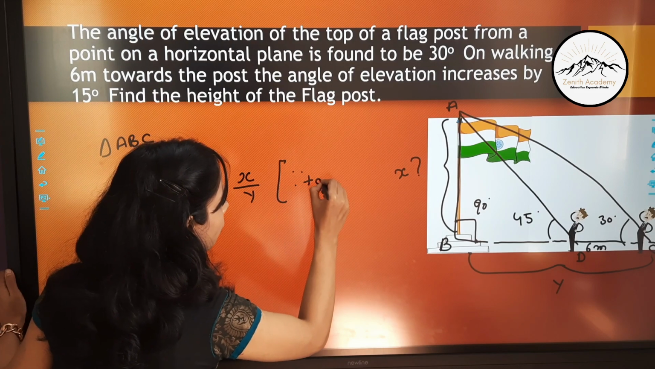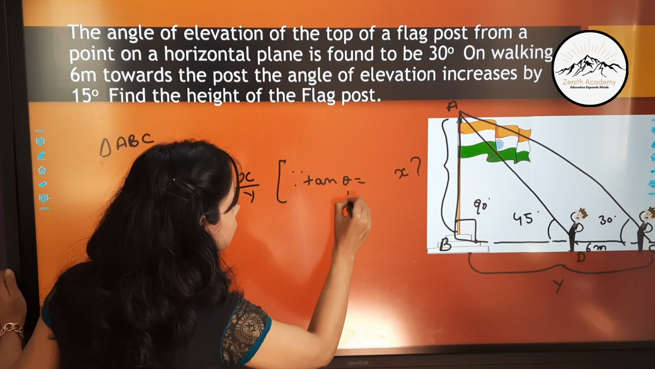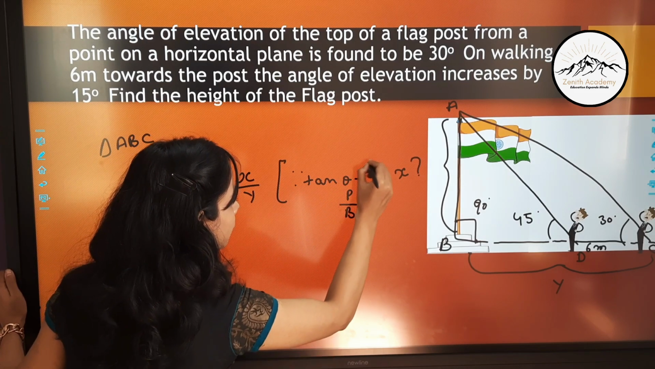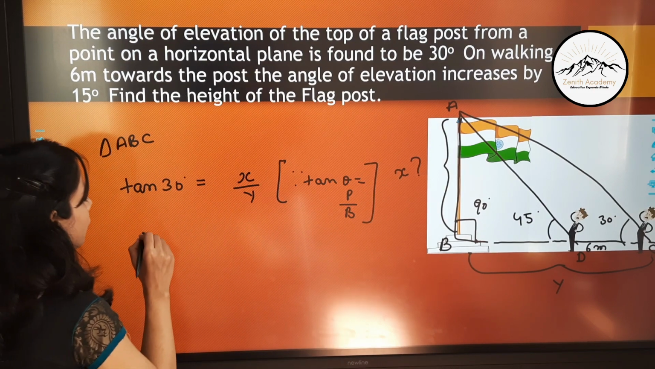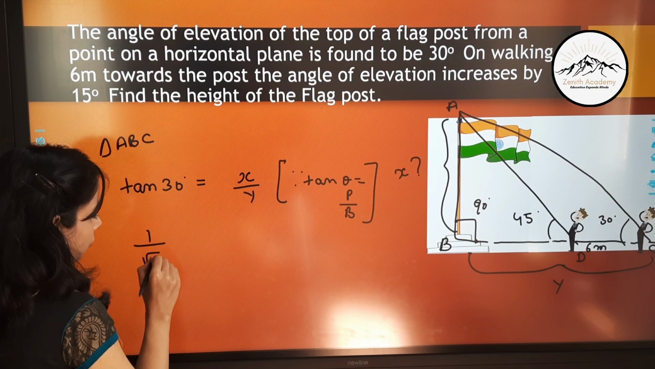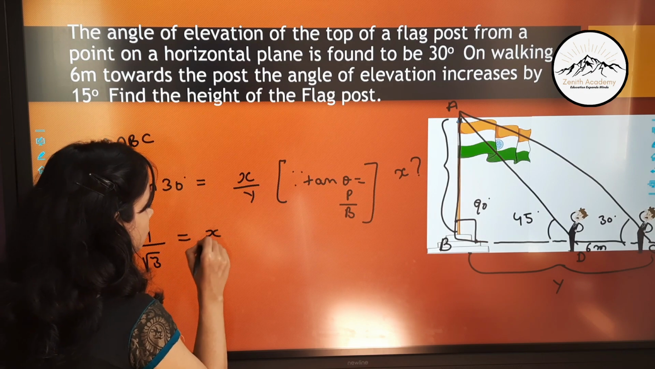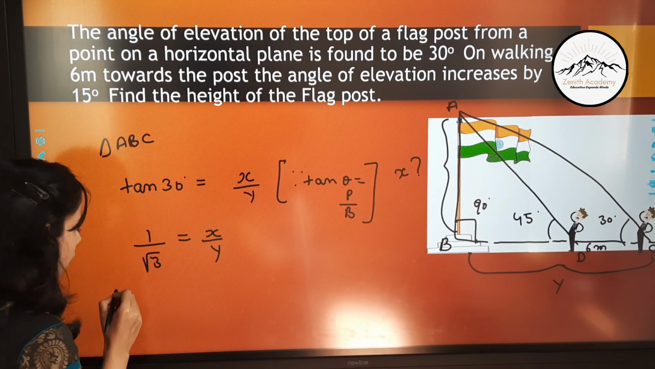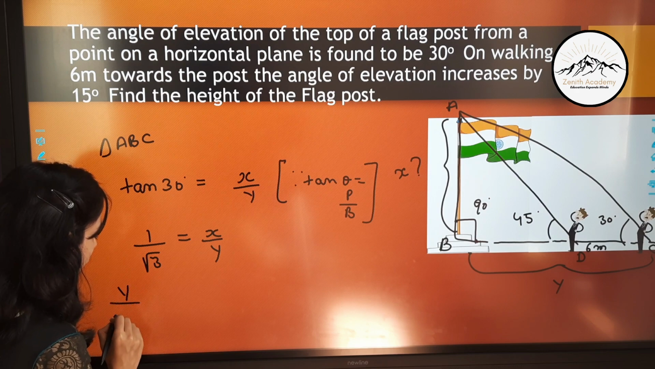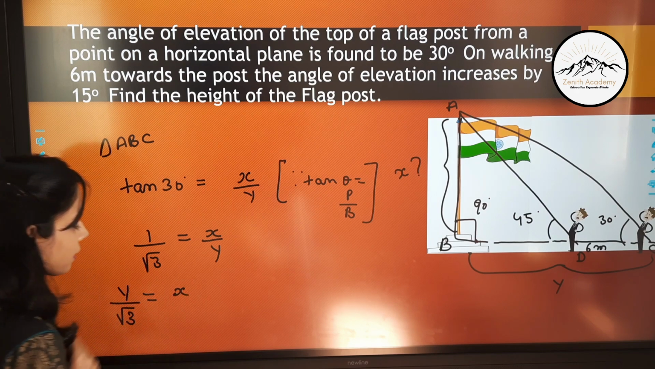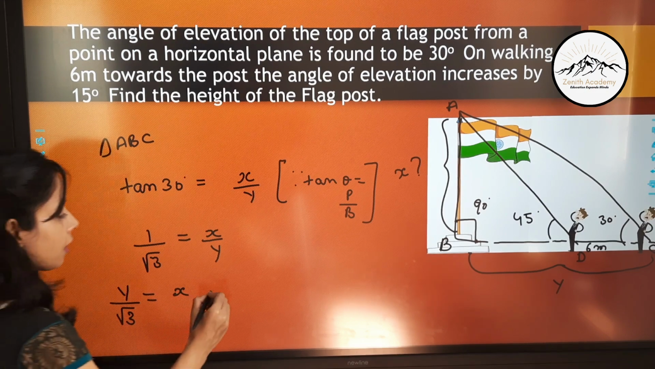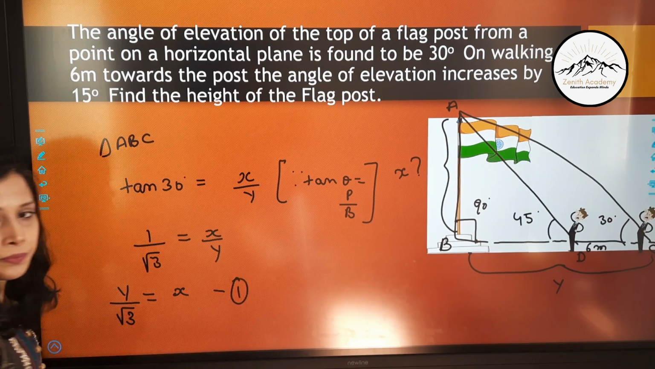This is from the property tan theta equals perpendicular upon base. So tan 30 degrees is equal to x by y. 1 by root 3 is equal to x by y. So y upon root 3 will be equal to x. Let's say this is our equation 1.